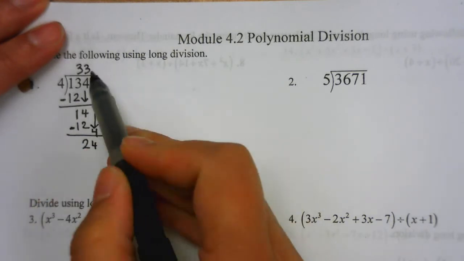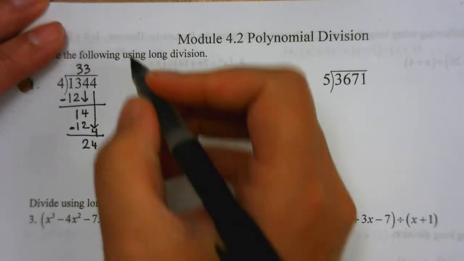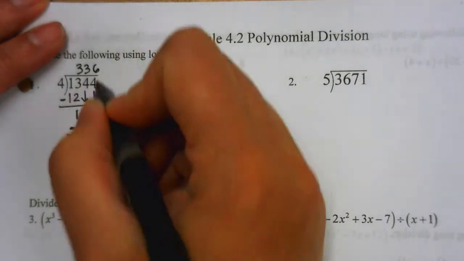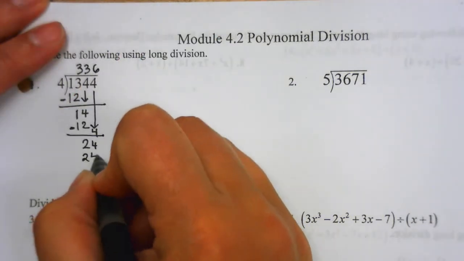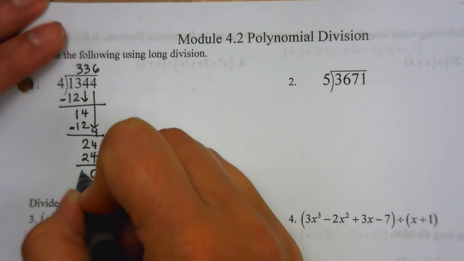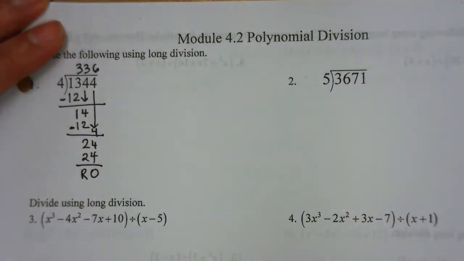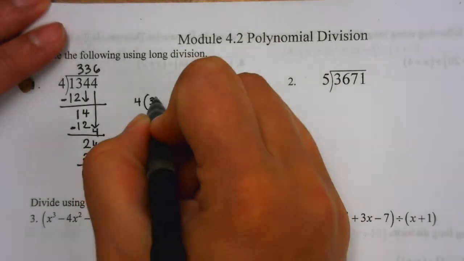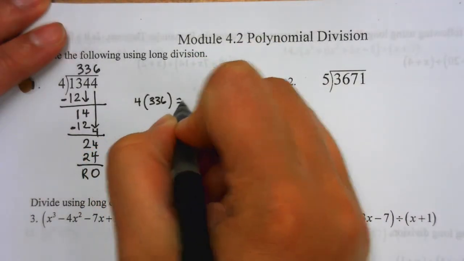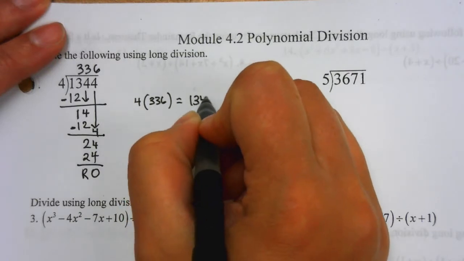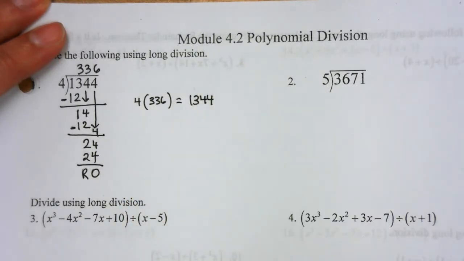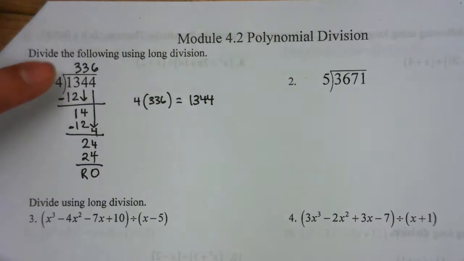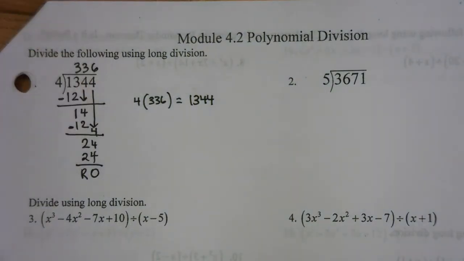So now what number times 4 gets me to 24? That is going to give me a 6. And 6 times 4 is 24. We get a remainder of 0, okay? So the way that we're going to write our answers later on in the unit, this says that when we take 4 times 336, we do get back to our 1,344. That is the process of division, that you have something multiplied is equal to the part under the division sign.